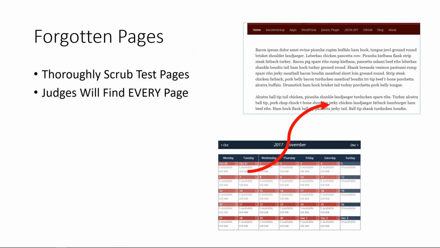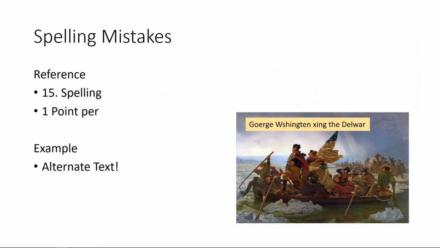I can't tell you every year how many points are lost because you have a test page, and it's usually in a calendar. So you have a calendar item, you set up a test page, you throw in some junk stuff, and you don't really intend for it to be judged. Well, judges judge the entire site. And if there's a page in there and it has mistakes, you will be penalized for everything on that page. Hiram, you are so right.